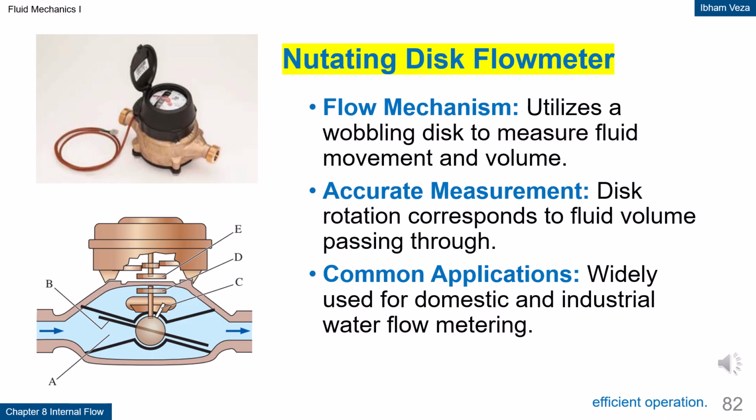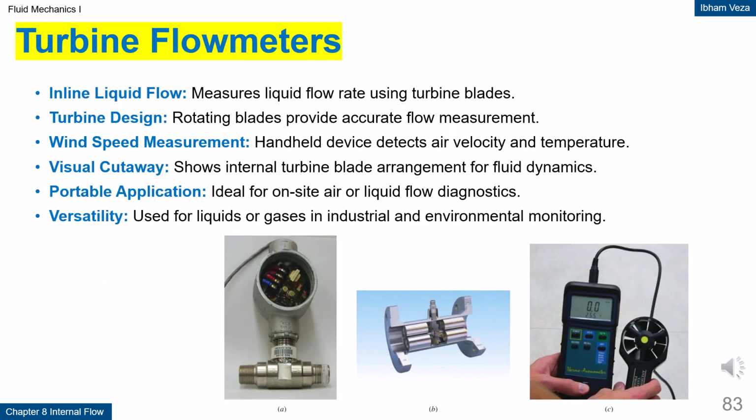Nutating disc flow meter. This flow meter uses a wobbling disc to measure the volume of fluid passing through. Each disc motion directly corresponds to a certain volume. The mechanical motion is then converted into a flow rate signal. This device is widely used for domestic and industrial water metering. Its advantages are simplicity, robustness, and reasonable accuracy. Turbine flow meters.